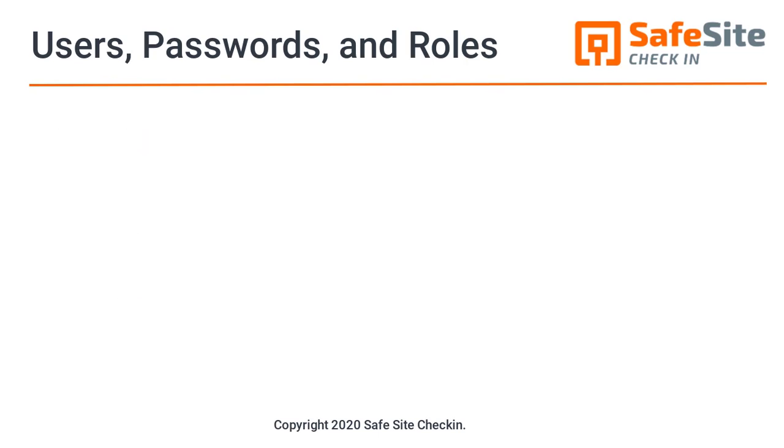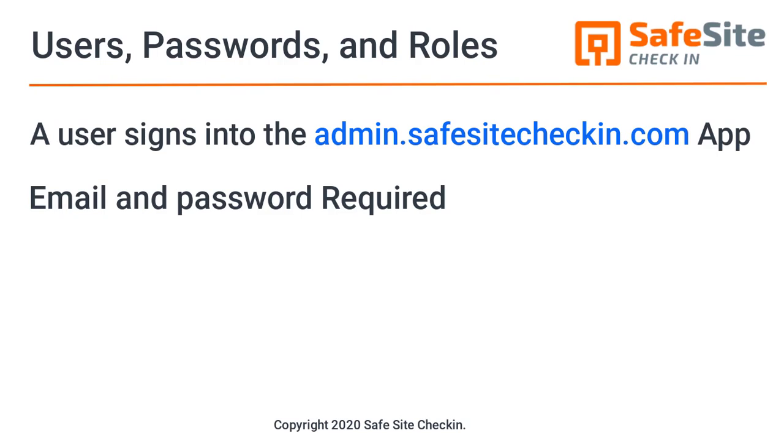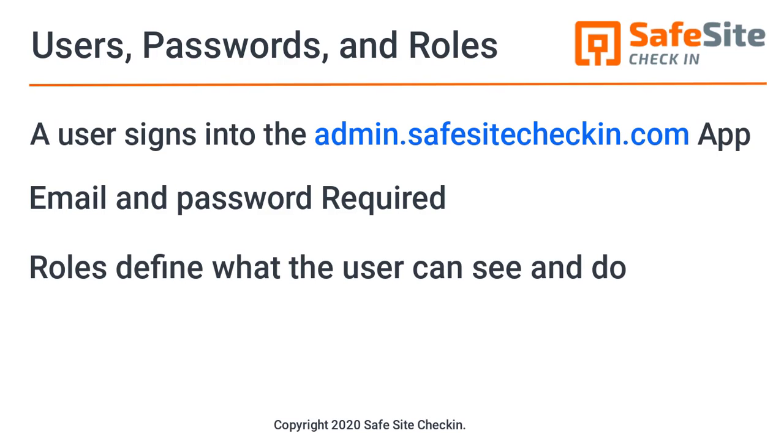A user is required to sign into admin.safesitecheckin.com. Each user is identified by their email address and password. When using the sign-on page, there are two different paths that the user will take based on their role. Roles define what a given user can see and do in the SafeSite Check-in app.